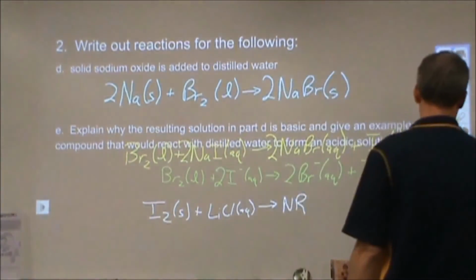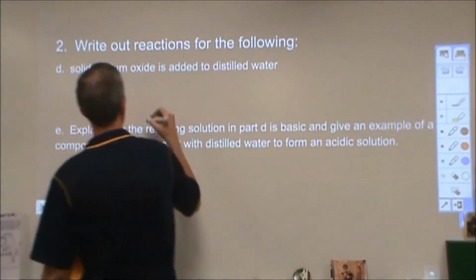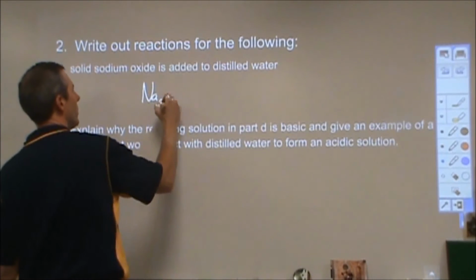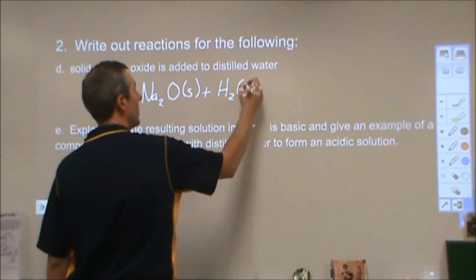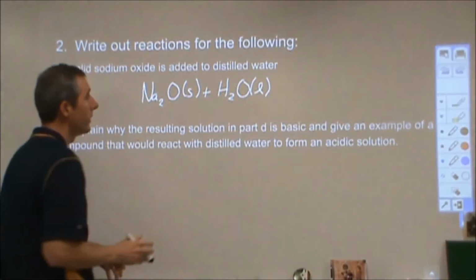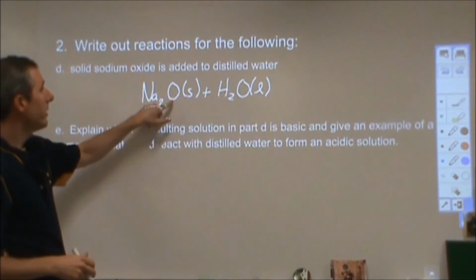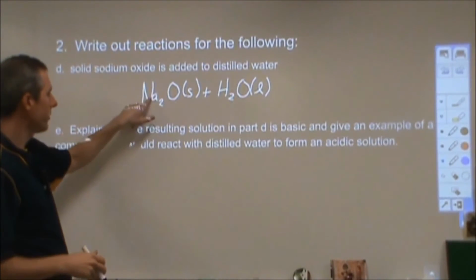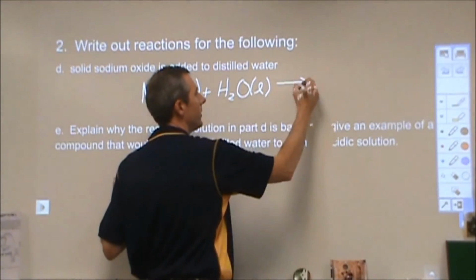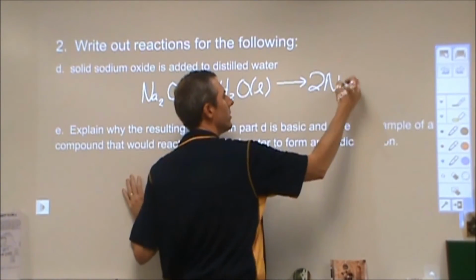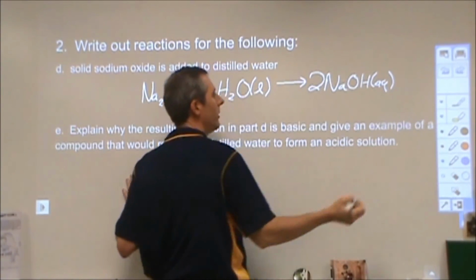Okay, part D says solid sodium oxide, so Na2O. Solid is added to distilled water. So this is going to be very relevant twice in the year, once now and once we get to acid base. Sodium oxide, a metal oxide, plus water is going to make a base. In this case that is 2 sodium hydroxides. And that will be dissolved in the water.